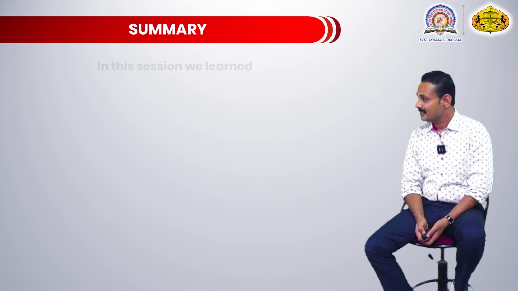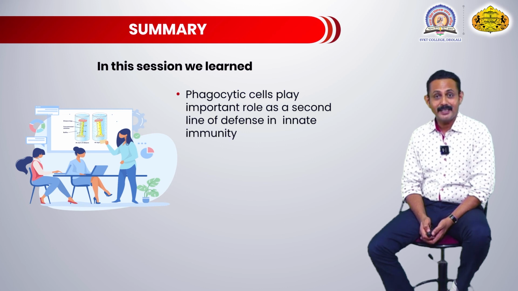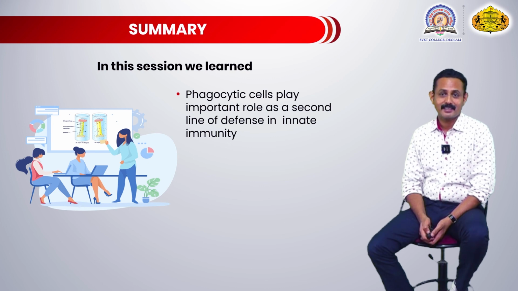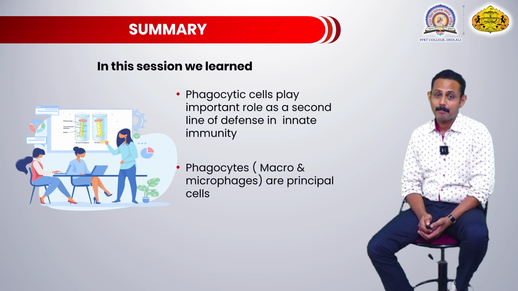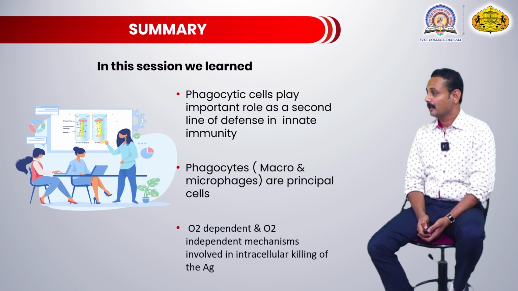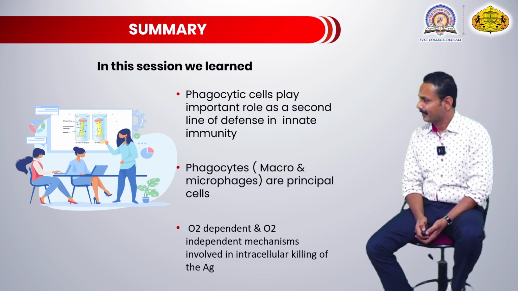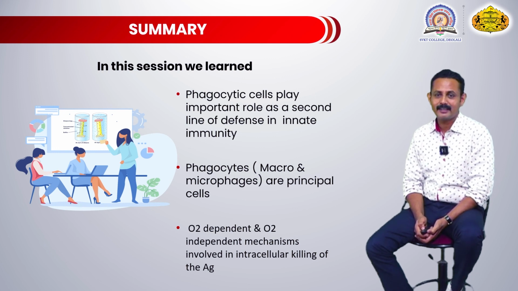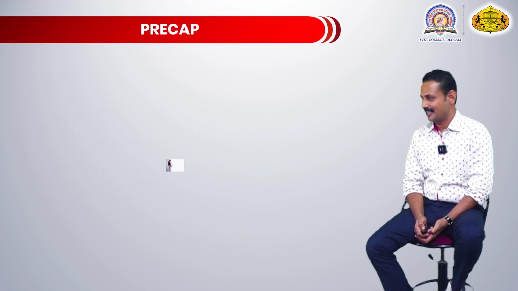So, in summary, in this session, we have learned that the phagocytic cells play an important role as a second line of defense in the innate immunity of the organism, where neutrophils and macrophages are the principal phagocytic cells, where by the process of phagocytosis, they destroy the bacteria or pathogenic agent or antigen by oxygen independent and dependent mechanisms for the intracellular digestion of that antigen.